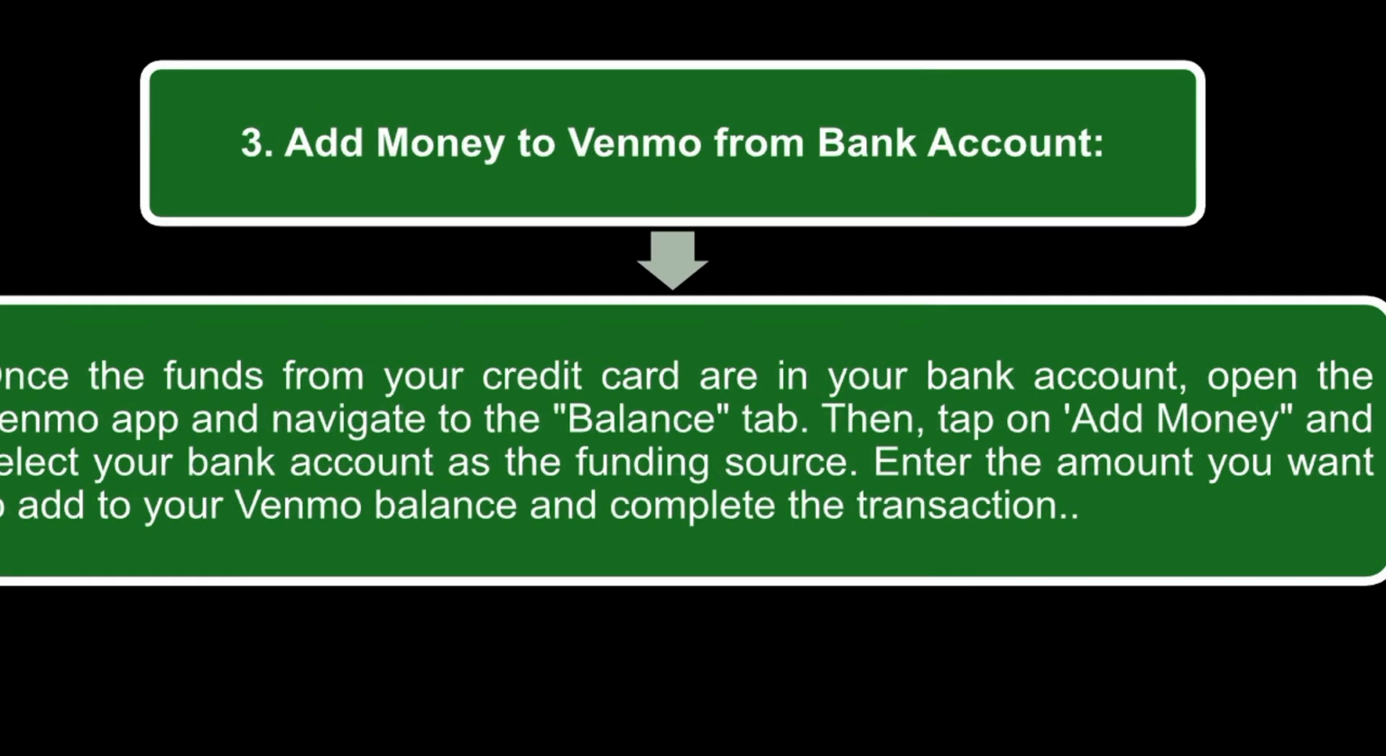Then add money to Venmo from your bank account. Once the funds from your credit card are in your bank account, open the Venmo app and navigate to the Balance tab. Then tap on Add Money and select your bank account as the funding source. Enter the amount you want to add to your Venmo balance and complete the transaction.